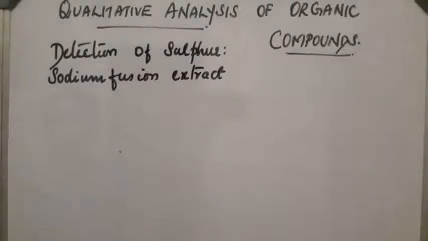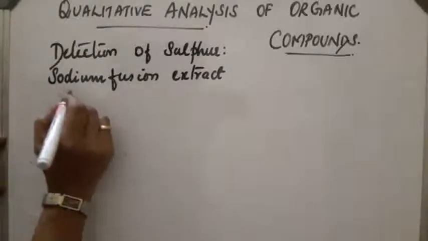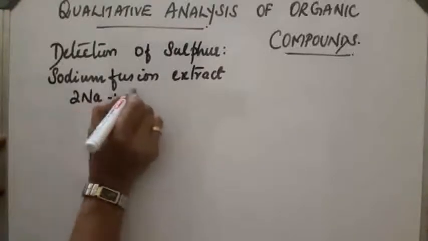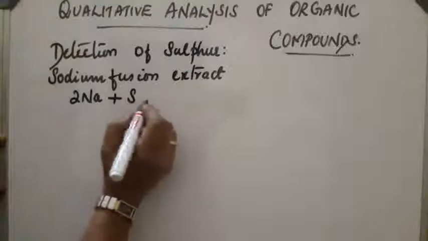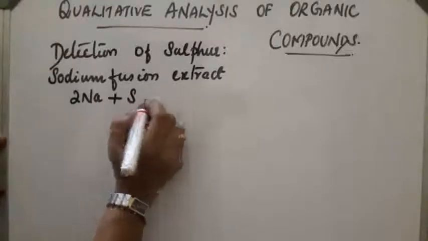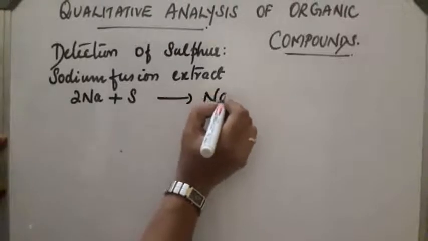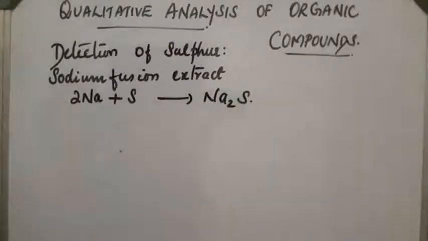During the preparation, if sulfur is present, it gets converted into its ionic form. 2Na plus S gives Na2S. During this fusion with sodium, sulfur gets converted into its ionic form, and now the reaction takes place in this ionic form of sulfur.